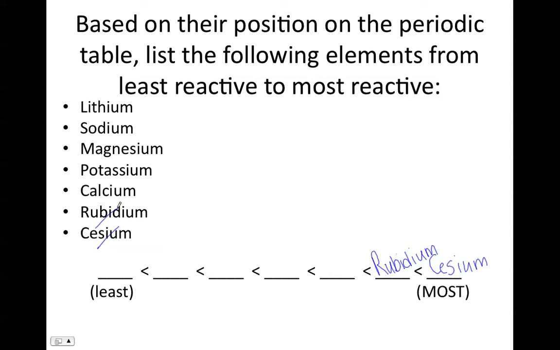And then at the beginning of the video, they tested potassium, sodium, and lithium. So potassium is a little bit less reactive than rubidium. Sodium's a little bit less reactive than potassium. And then lithium is a little bit less reactive than sodium. So magnesium and calcium, those are 2 elements that are in the alkaline earth metals. Ionization energy is going to be lower for calcium than it is for magnesium. So calcium is going to be our next reactive one, and magnesium is going to be the least reactive.